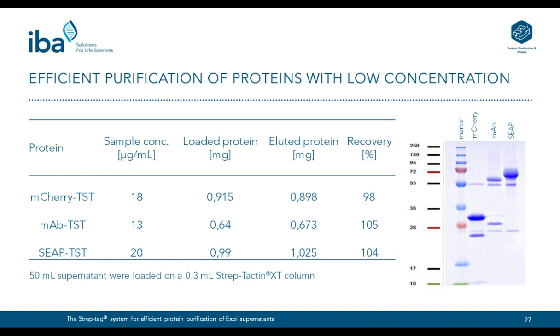It's worth mentioning that in this experiment, we used again the ASPEC pipetting device in order to achieve a residence time of 2 minutes. And if you look to the right side, you can see again that the only present contamination is the overexpressed antibody. We used only 7 column volumes for washing the column. And I think this demonstrates that even for very low concentrated samples in challenging Expi supernatants, it's possible to achieve high protein purity and recovery with the Twin-Strep-tag Strep-Tactin XT system.